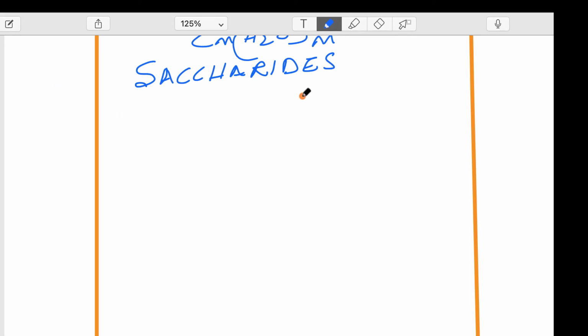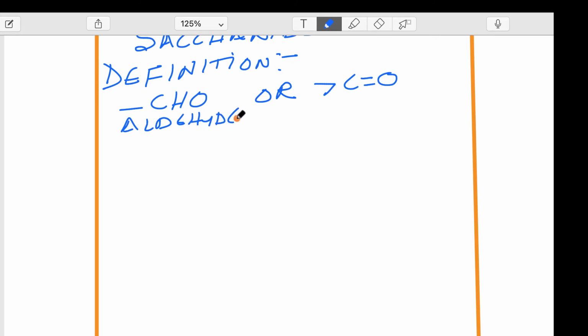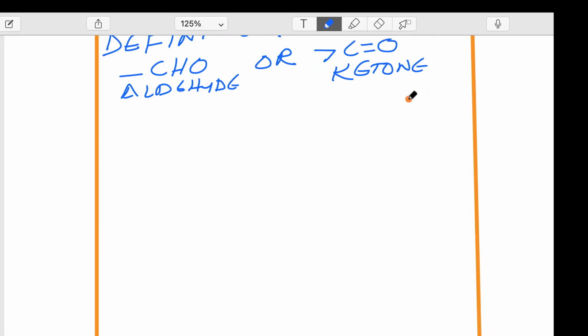Let us come to the definition aspect. How do we define it? What basis shall we take for defining carbohydrates? The basis we take is the presence of functional groups, either CHO, the aldehyde, or CO, that is the ketone group. Some carbohydrates contain an aldehyde group, and some other carbohydrates contain a ketone group. So taking this basis, let us define the carbohydrates.